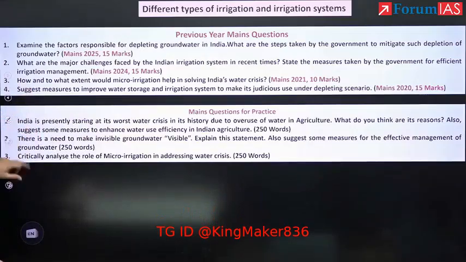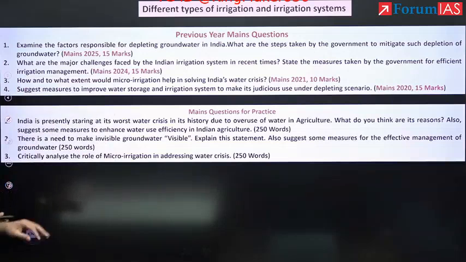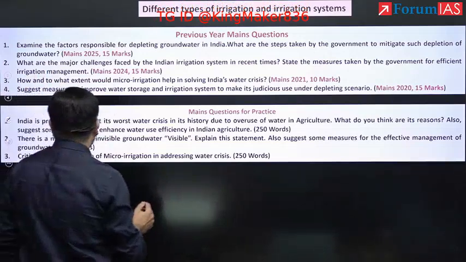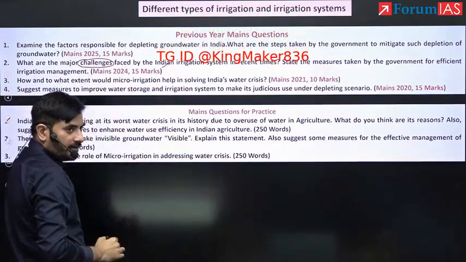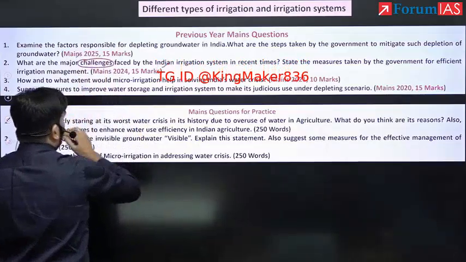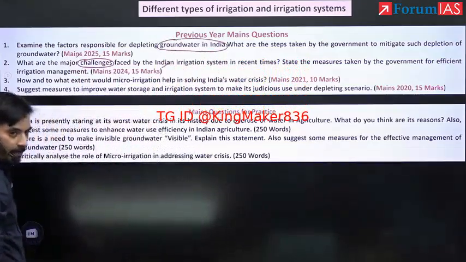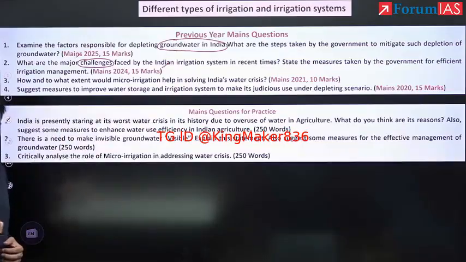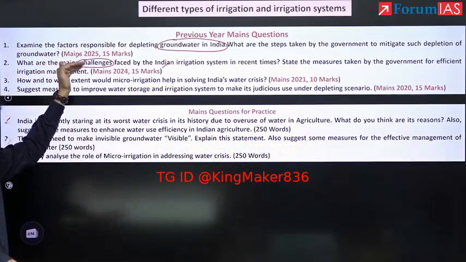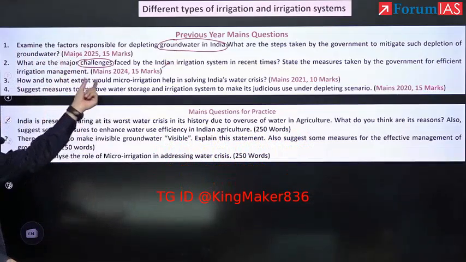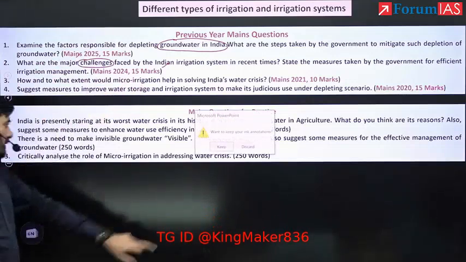Okay, so let's have a look at the previous year Mains questions on irrigation. Mains 2024 had this question: what are the challenges faced by the Indian irrigation system? Mains 2025 had a question on what are the reasons for the groundwater crisis. After covering all these dimensions, we'll come back and structure the answers for these two PYQs. After that, the next topic we'll take up is micro irrigation. So let's start with the irrigation system of India.